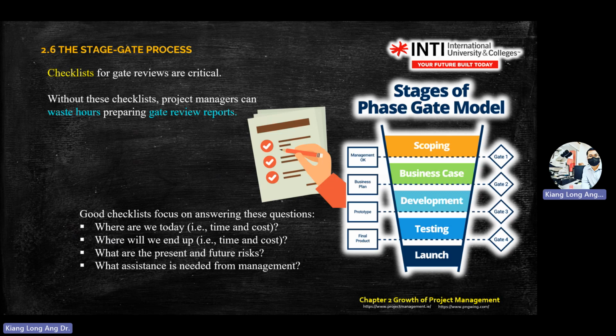There's a checklist for the stage gate process, and these are all the questions. Where are we now? What is the time frame? Is there any risk? And what help do you need from the management? So again, you keep seeing the same keywords: time, cost, what is the risk, and what help you need.